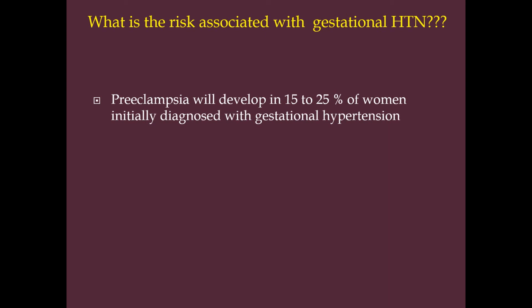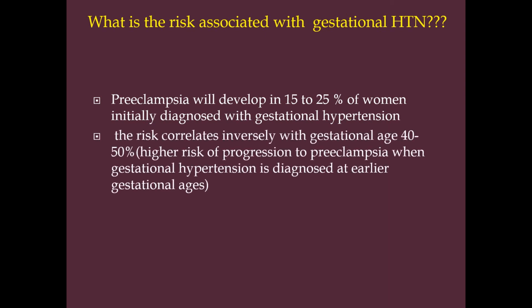Preeclampsia will develop in 15 to 25% of women initially diagnosed with gestational hypertension. The risk correlated inversely with gestational age, so there is a 40 to 50% high risk of progression to preeclampsia when gestational hypertension is diagnosed at early gestational age.